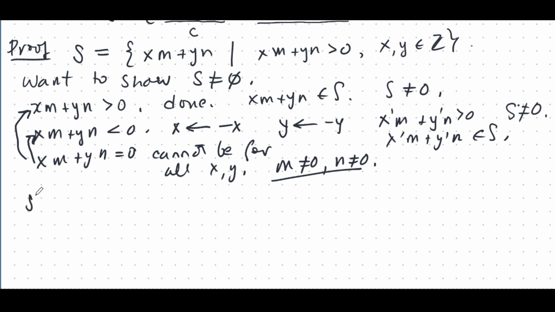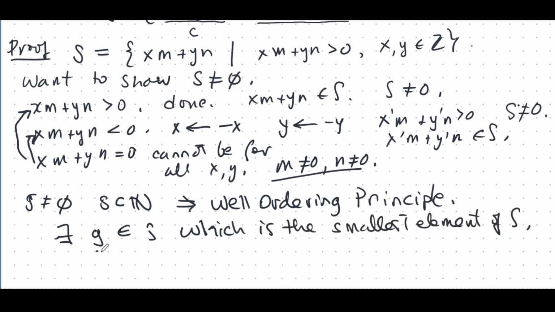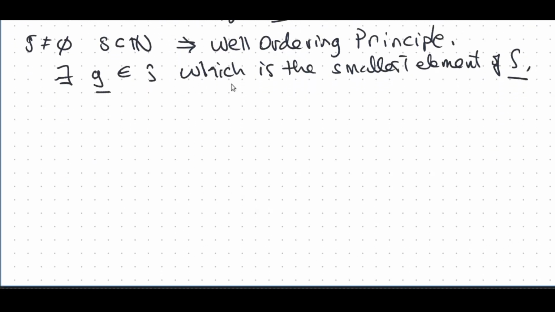Well, since S is not the empty set, and S is also a subset of the natural numbers, positive numbers, then we can use the well-ordering principle. This principle says that there exists a G in S, which is the smallest element. So we have G, the smallest element of S, by the well-ordering principle. Okay, let's make some room here. Now it's time for step one.